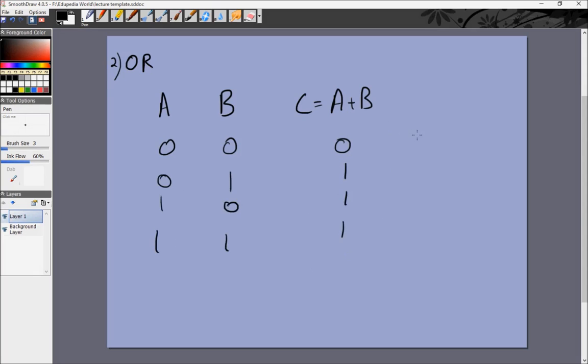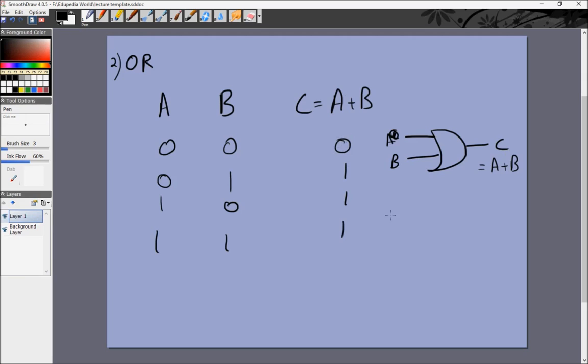The symbol for the OR gate is something like this. This is A, this is B, this is C, equal to A plus B. So either A or B or even both of them have to be 1. In that case, C equal to A or B is 1, but in all other cases, C equal to A or B is 0.